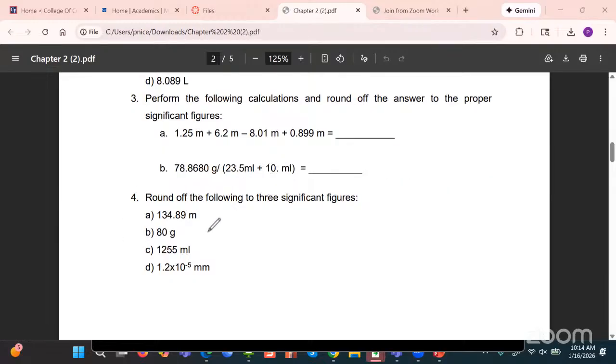And number 4 is asking you to round off the following, each of these to 3 significant figures. All right, so let's start off with A. When you round this off to 3 sig figs, what will you get in your answer? 135. Don't forget the units, meters. What about B? 80.0, that's correct. Grams. What about C?